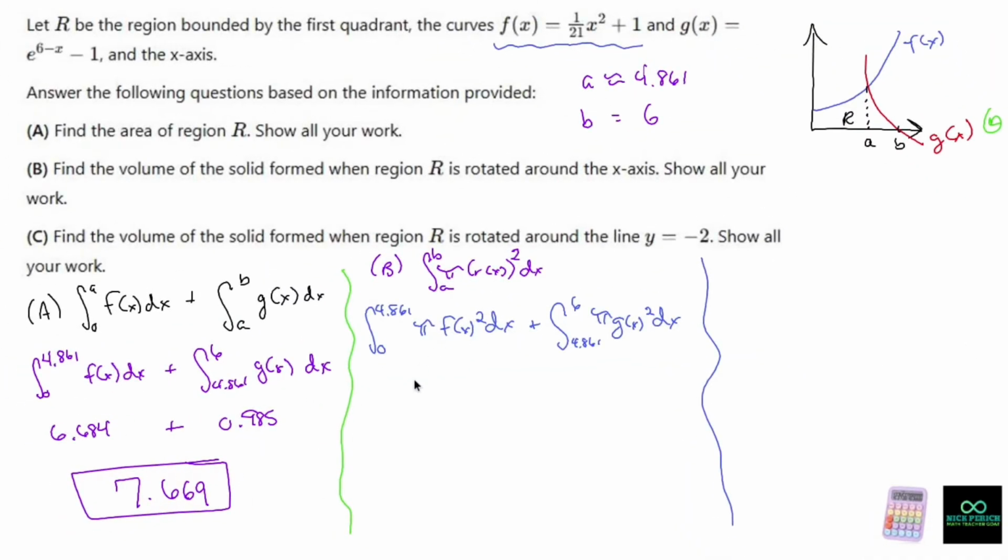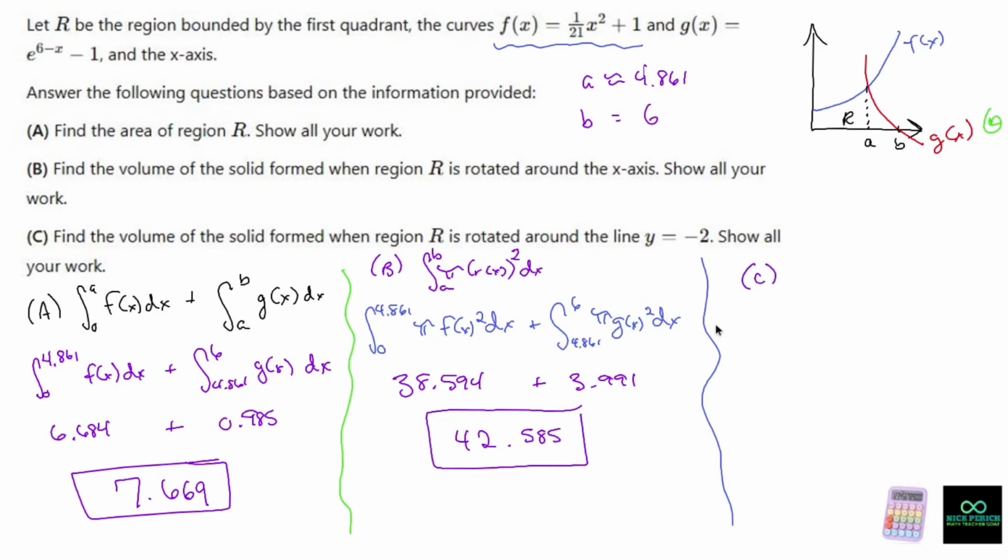All right, so let's go back and write that out. U ended up being 38.594. U ended up being 3.991. We added them together and got 42.585. All right, so that is how you do B. Now C is extremely similar to B. C is saying instead of rotating it around the x-axis, rotate it around the line y equals -2, which is this line way down here.